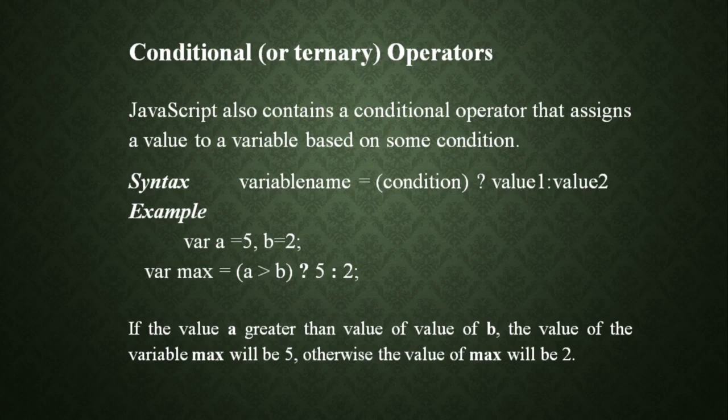where A equals to 5, B equals to 2, where max equals to A greater than B, question mark 5 colon 2. Here it compares A and B values. If A value is greater than B, then it will print A, or else it will print B.